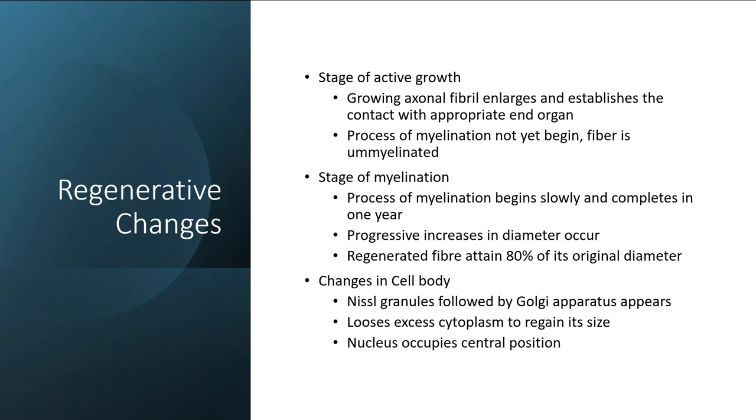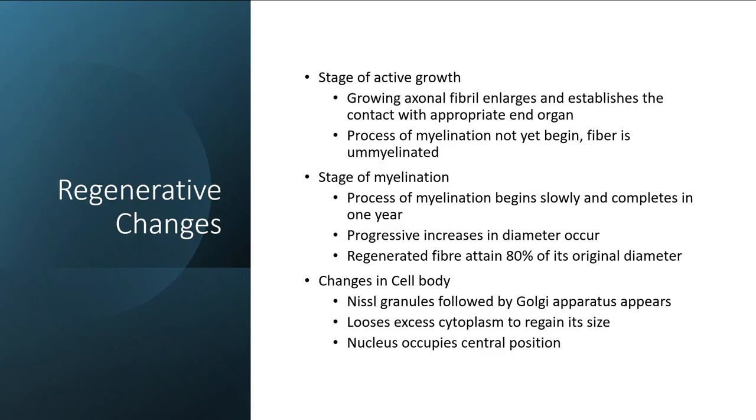Stage of myelination. Once the axon fibers are enlarged, established and mature, the process of myelination starts. The myelin is lost, so now we need to produce myelin again. The process of myelination begins slowly and completes in 1 year. A progressive increase in diameter occurs. Regenerated fibers attain 80% of their original diameter in 1 year.